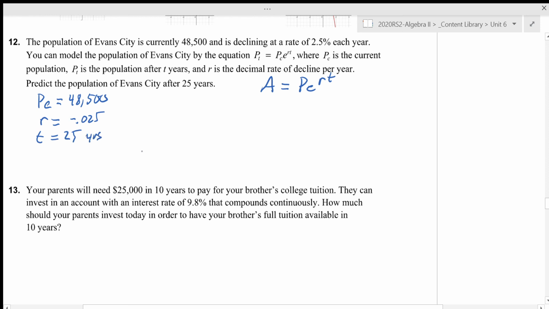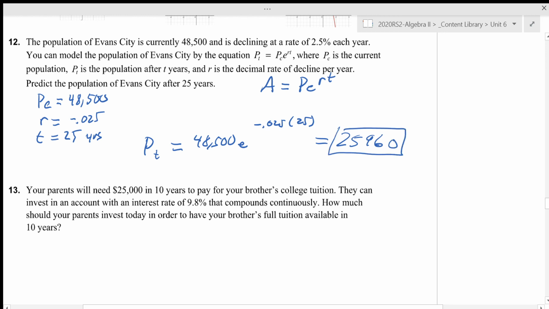So that means that the population in 25 years will be 48,500 e to the -0.025 times 25. That comes out to about 25,960. So that would be the estimated population in 25 years.